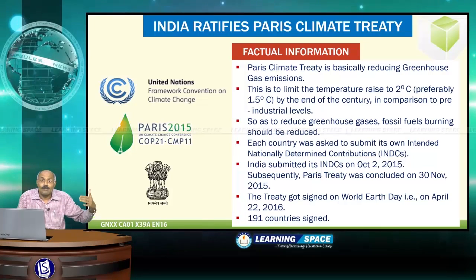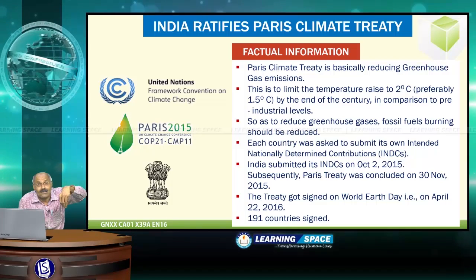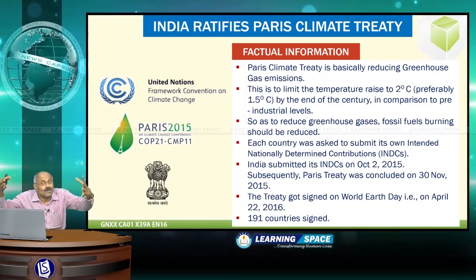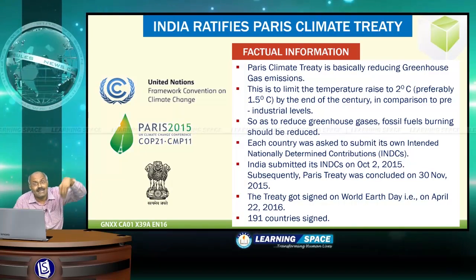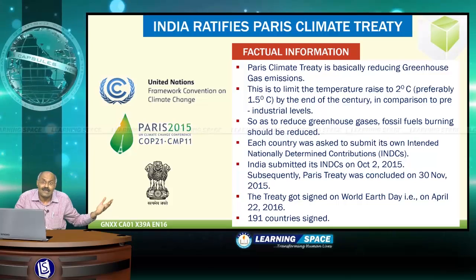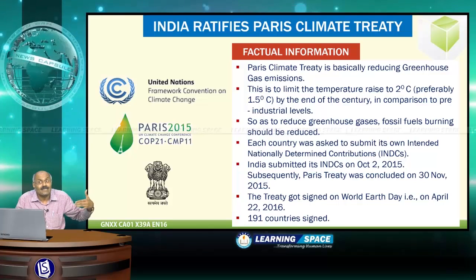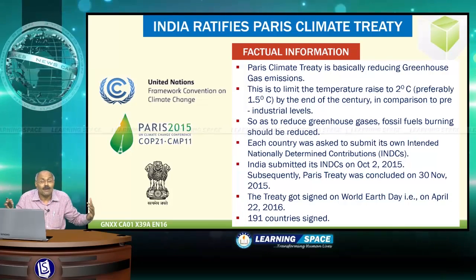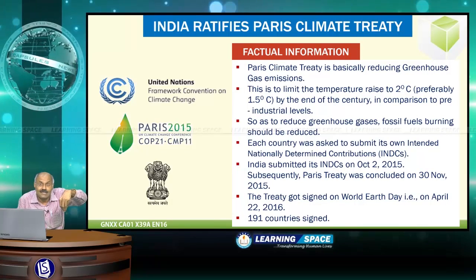So, each country was asked to submit its own nationally determined contributions. It is not like the Kyoto Protocol. Each country was asked to give how much you can contribute, and accordingly each country has given its own INDCs. India submitted its INDC on October 2, 2015. Last year on Gandhi Jayanti Day, India submitted its INDCs, and subsequently Paris Treaty was concluded on 30 November 2015. And the treaty got signed by around 191 countries on World Earth Day on April 22, 2016.